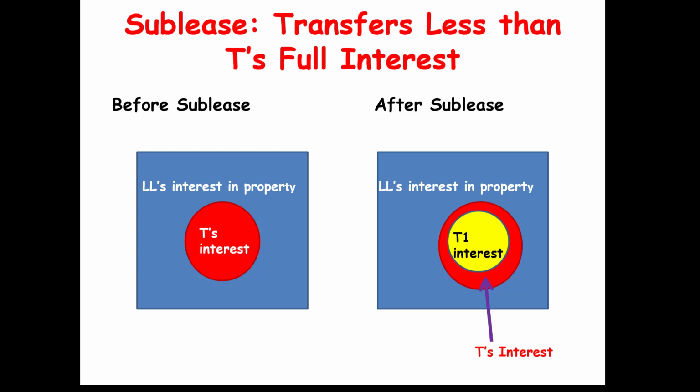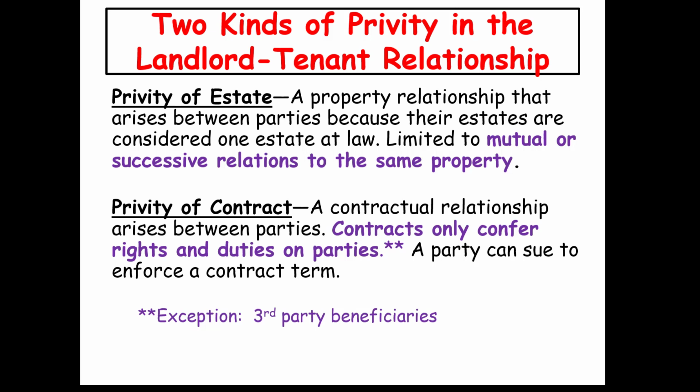because it's important to understand these two different kinds of privity. Privity of estate is a property-based relationship, and it arises between parties because their estates are considered one estate at law. So it's limited to situations where there are mutual or successive relations to the same property.